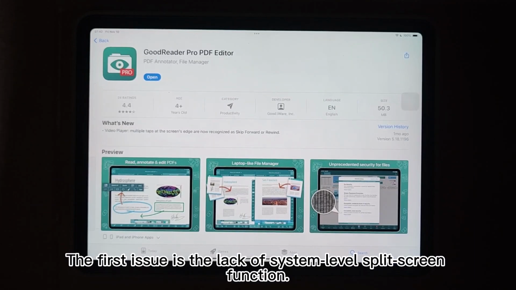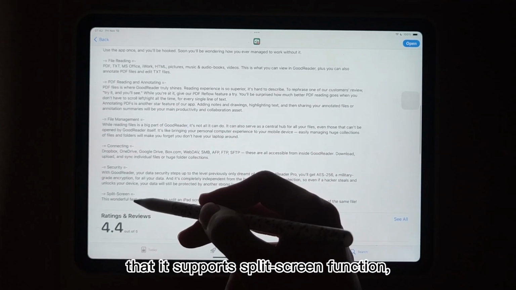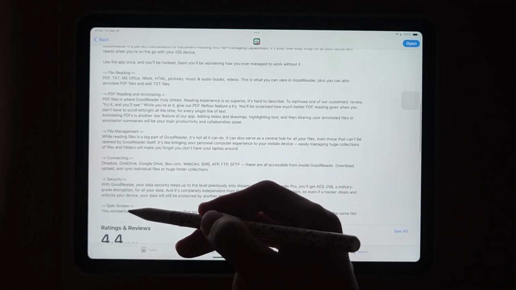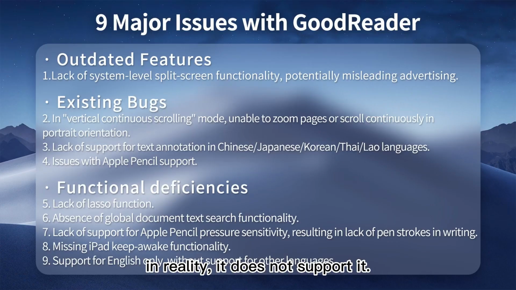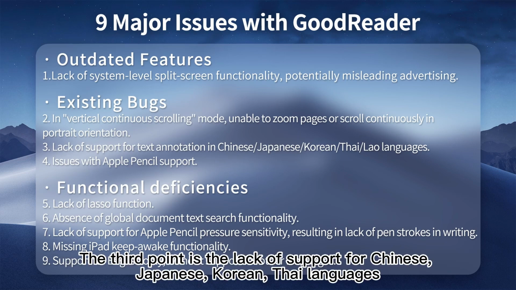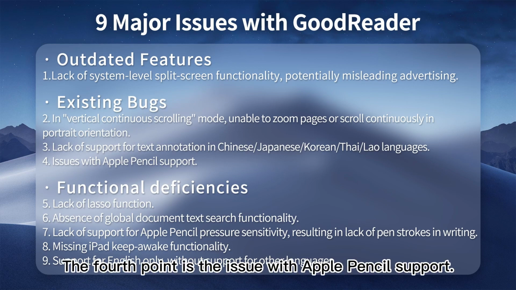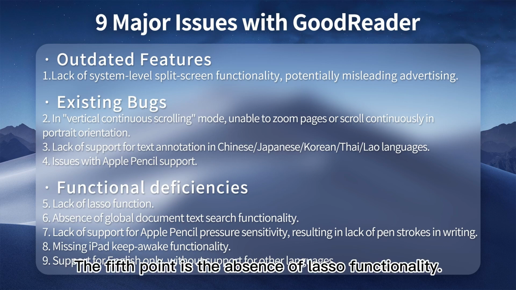The first issue is the lack of system-level split screen function. Although it is clearly stated on the app's introduction page that it supports split screen function, in reality, it does not support it. The second point is the problem with vertical continuous translation mode. The third point is the lack of support for Chinese, Japanese, Korean, Thai languages, Laotian and other text annotations. The fourth point is the issue with Apple Pencil support. The fifth point is the absence of lasso functionality.